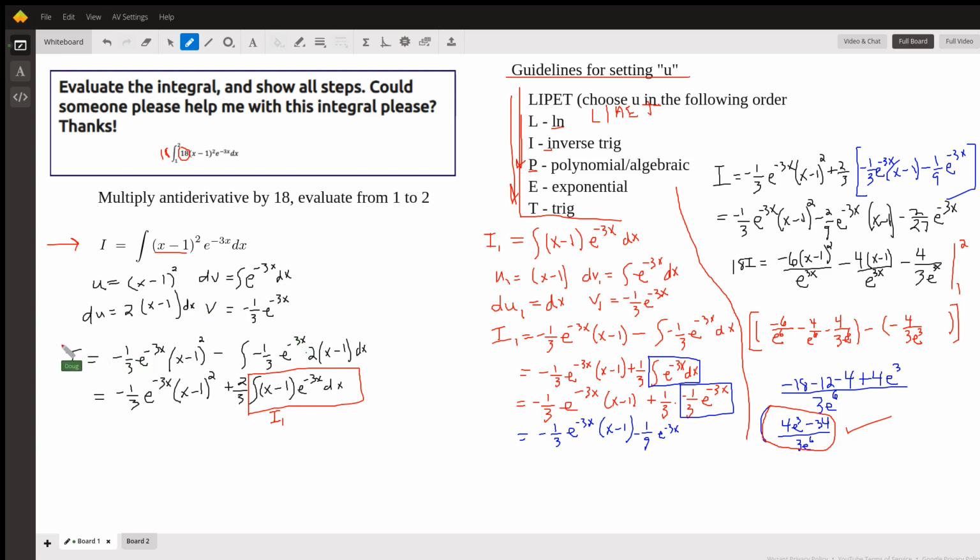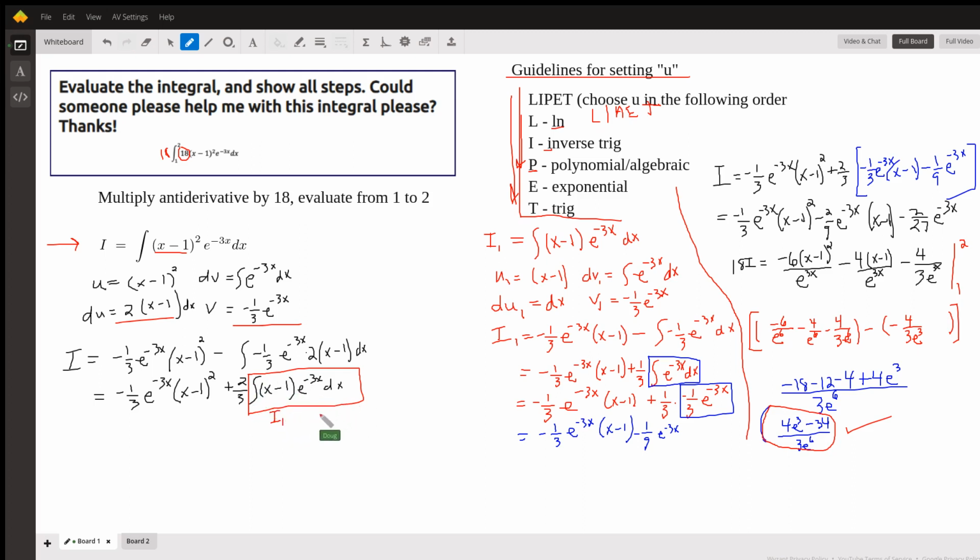Applying the formula for integration by parts, we've got u times v, so that's negative 1/3 e to the minus 3x times x minus 1 the quantity squared, minus v du. So here's v, and here's du. What ends up happening is this 2 times negative 1/3 is negative 2/3. If we move that out front, it becomes plus 2/3, and then we've got the integral of x minus 1 e to the minus 3x.